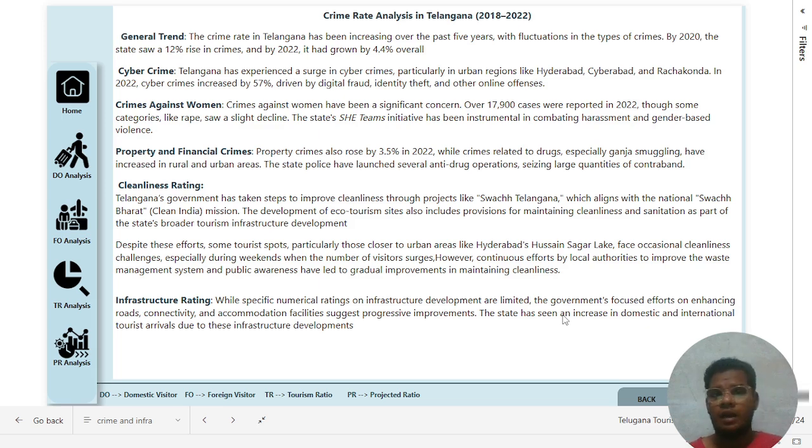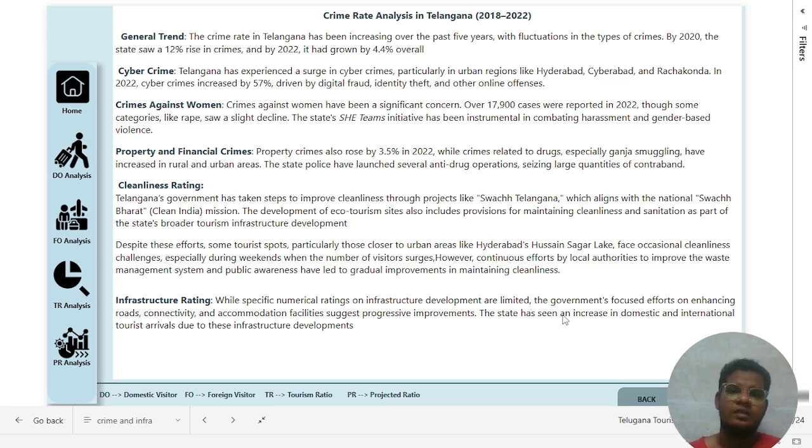The crime rate in Telangana has been increasing over the past years compared to previous years. Over the past 5 years, the crime rate has been increasing with fluctuations across types of crimes. By 2020, the state saw a 12% rise in crimes, and in 2022 it grew 4.4% overall. And cybercrime is nothing but crimes which happen in a digital way, right?